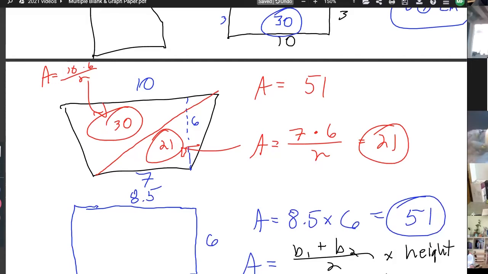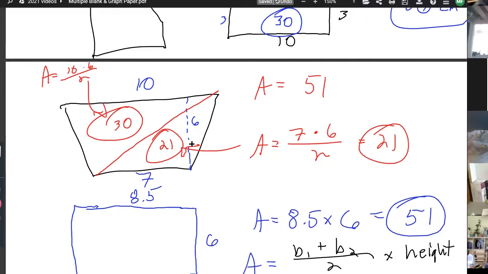But if you forget that formula, no problem. You can just make two triangles like we did here. You can just make two triangles out of a trapezoid and you're done. Okay? So that's how you find the area of a trapezoid. And if you forget, no worries. You just make shapes that you know how to find the area of.